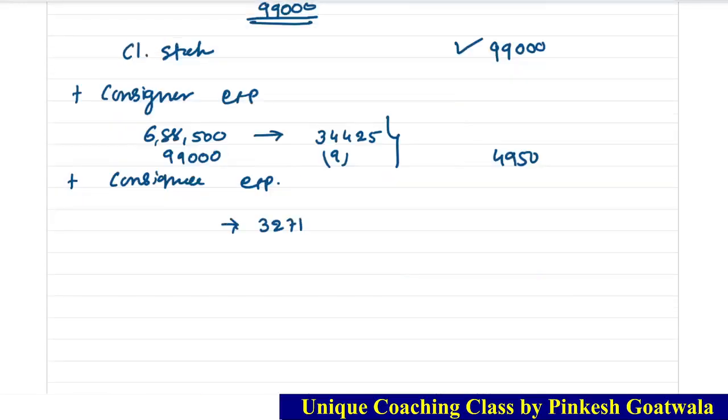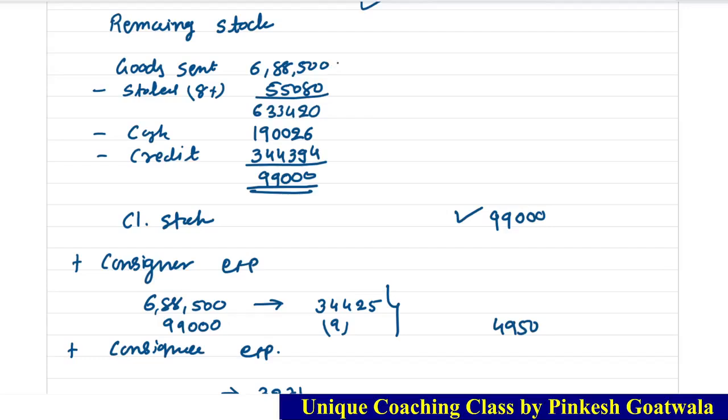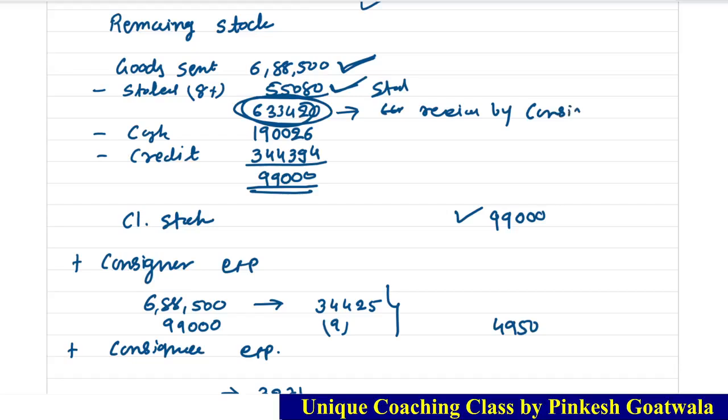And how much goods? Remember, here 6,88,500 goods were sent, but did the consignee receive all these goods? No, because some was stolen. So how much goods were received by the consignee? 633,420, because the consignee did not receive the full goods, some were stolen.